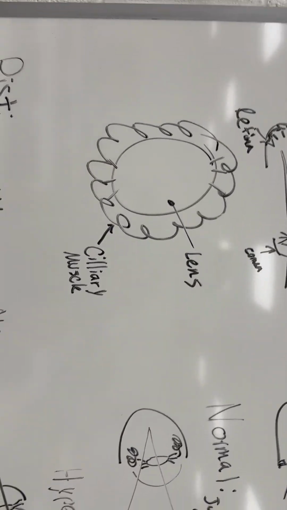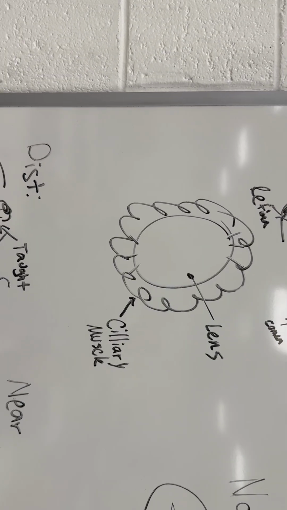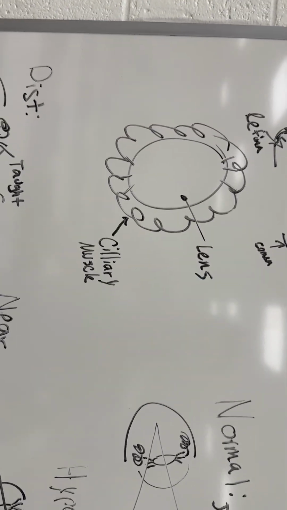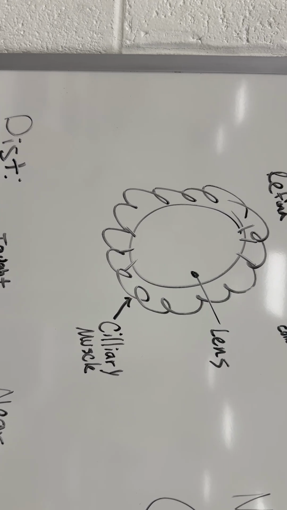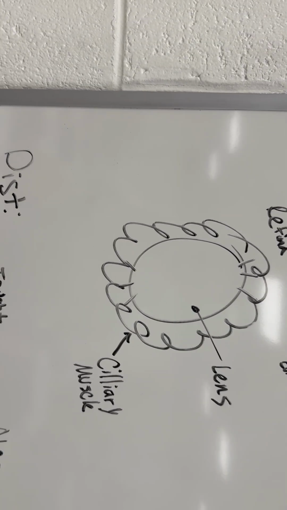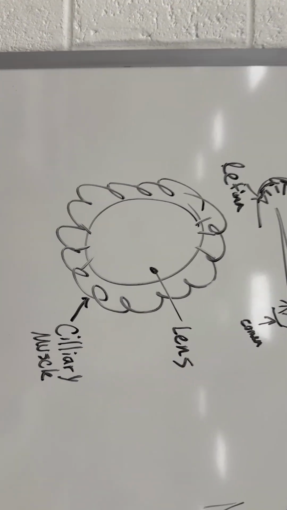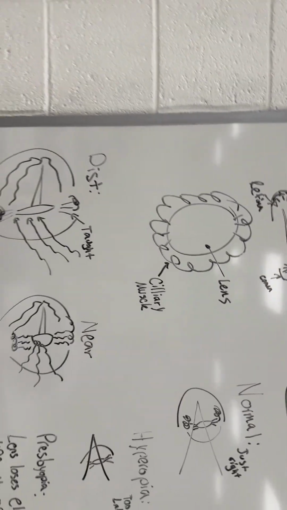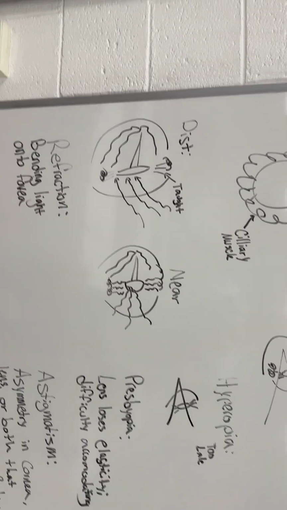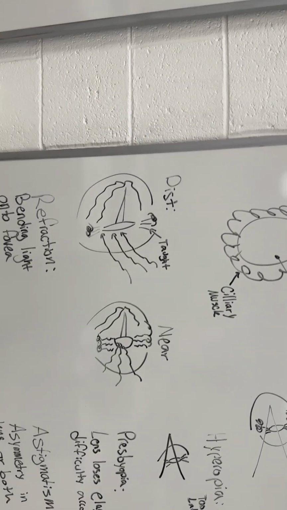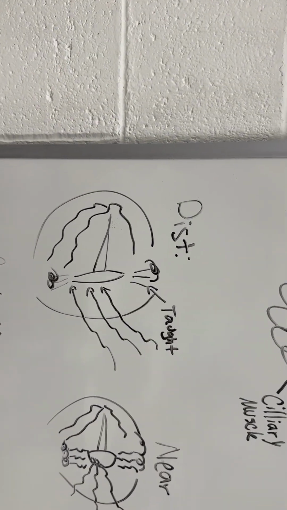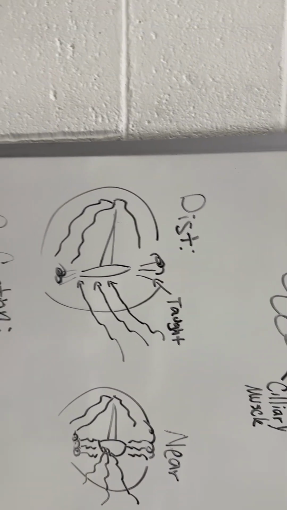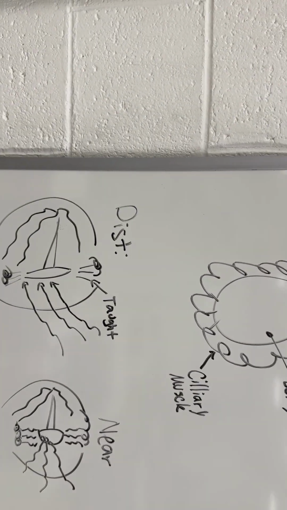So here's a frontal view of the lens and ciliary muscle construct. You have these suspensory ligaments that hold the lens up, and you've got this ciliary muscle that acts on these ligaments. So when we are looking into the distance, that ciliary muscle is going to relax, which pulls those suspensory ligaments taut, which is actually going to flatten out our lens.